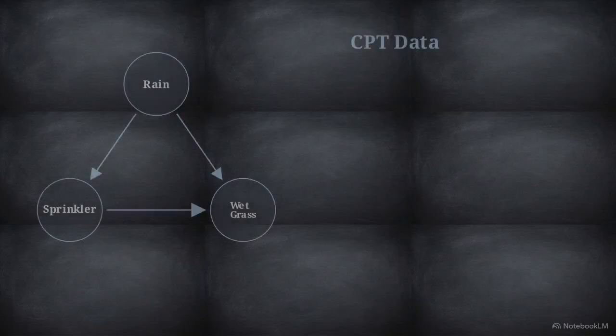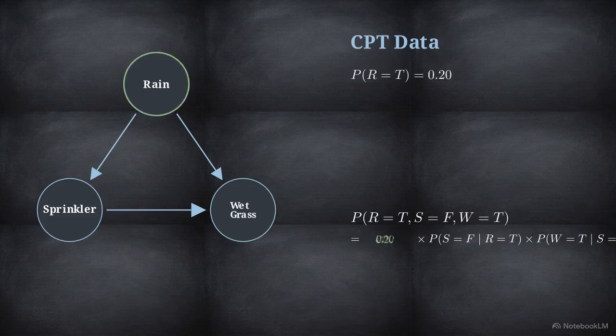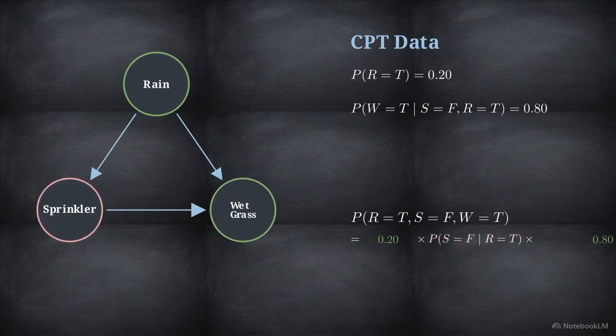This table provides the starting data we need for our first objective, calculating a specific joint probability. We are going to find the exact likelihood that it is raining, the sprinkler is off, and the grass is wet. We solve this using the chain rule of probability, which multiplies the conditional probabilities of each node given its parents. We take our baseline 20% chance of rain and our 80% chance of wet grass given those exact weather conditions. Notice the missing variable.